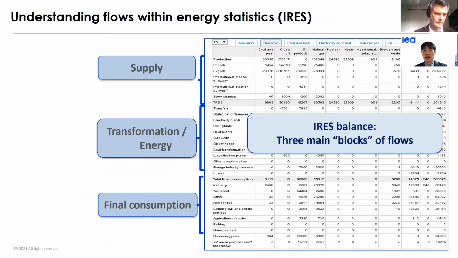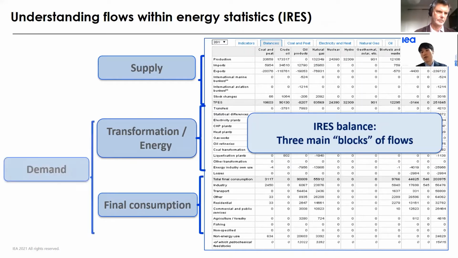First, it's supply. Supply is composed of production, trade, international bunkers and stock changes. And below that, we see transformation and energy sector. And lastly, the final consumption sectors. And some of you hear supply versus demand; here, demand refers to the combination of transformation and energy sector and final consumption sector.